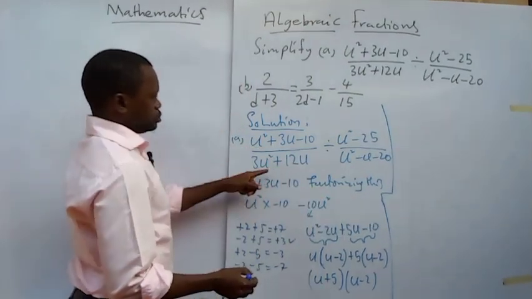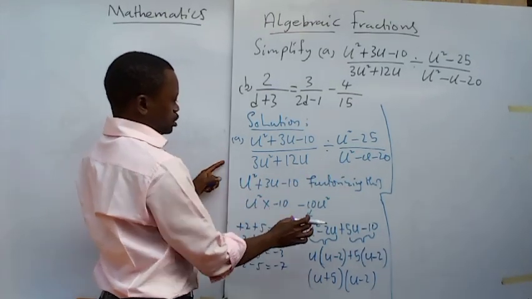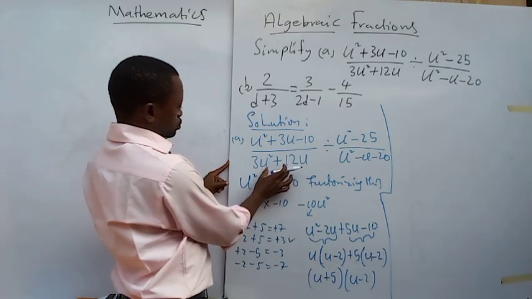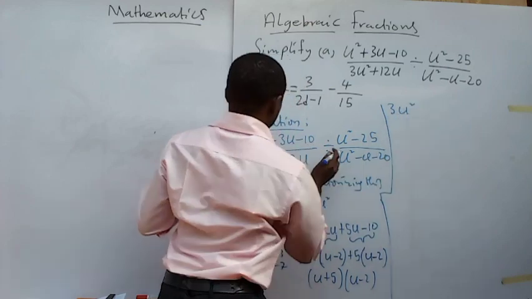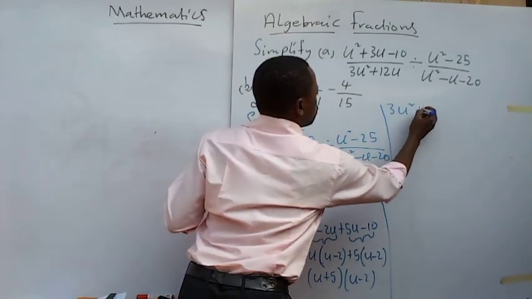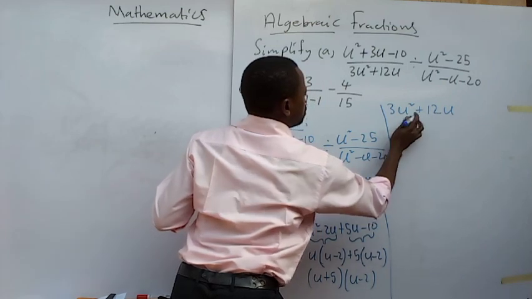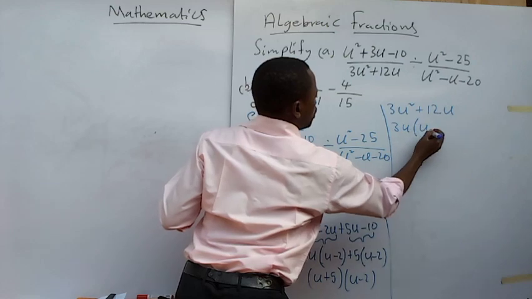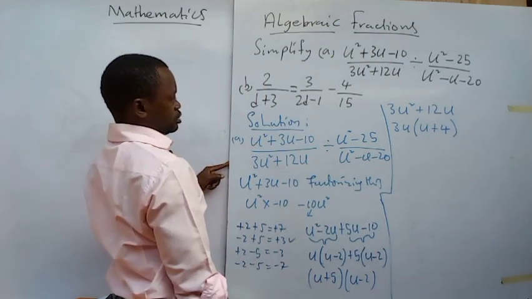Let me also show you something on this part. I'll bring all of them together. Let's also factor. Which one are we going to factorize again? Look at this one: 3u squared plus 12u. We can break it down. The HCF here is 3u, and then we have u plus 4. This is the factorized expression of that.